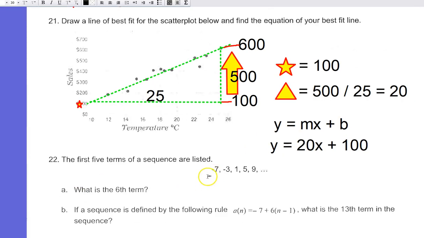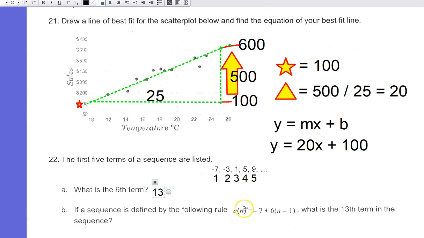Okay, so let's label the terms. So this is term 1. So let's see, 20 is about the right size. Term 1, 1, 2, 3, 4, 5. Okay, so that's the first 5 terms. What's the 6th term? -7, -3, 1, 5, 9, 13, because it goes by 4s.